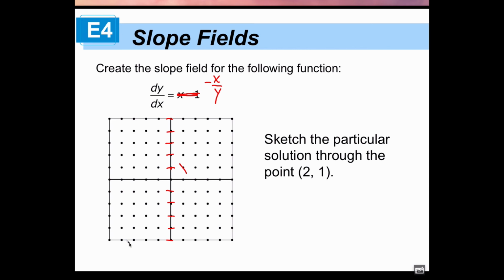So let's see if we get a pattern like we did last time. What happens if I move over to 1, 2? Negative 1/2, so it changes, which means negative 1/2 is going to be a little less steep. What about 1, 3? A little less steep. And it's going to continue to level out as you get further and further up. We can extend that going downward now. This would be positive 1, and then a little less steep as we go down.